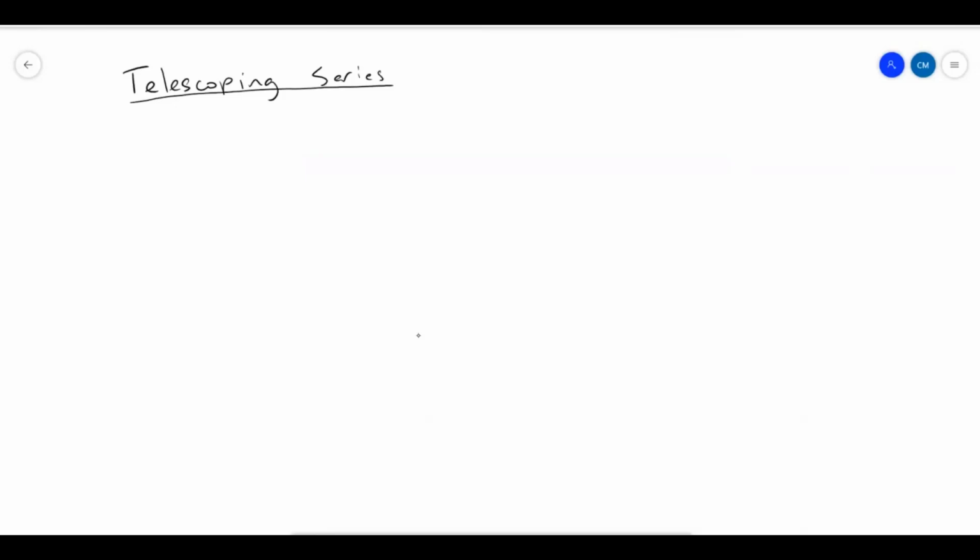So let's see how this works. And the best way to do this is just to use an example. So I'm going to use example 2 to motivate this. So this is an example of a telescoping series.